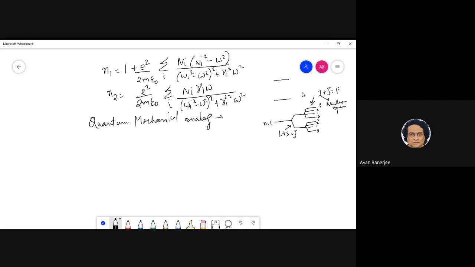So essentially, in this case what I will have is something like omega_i. This will be nothing but the energy difference between my ground and excited states.